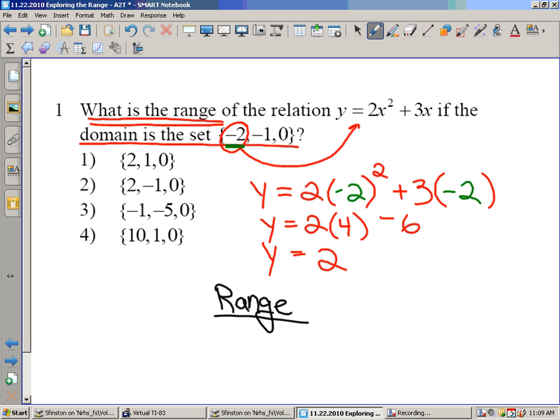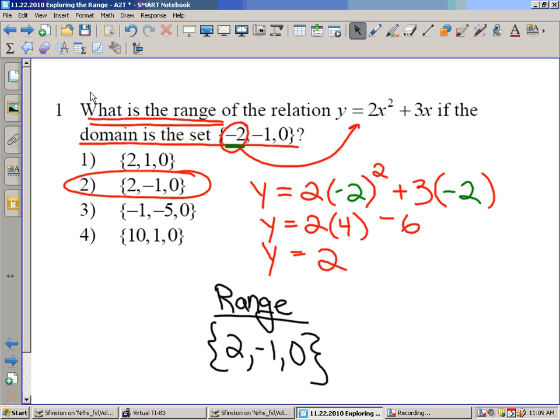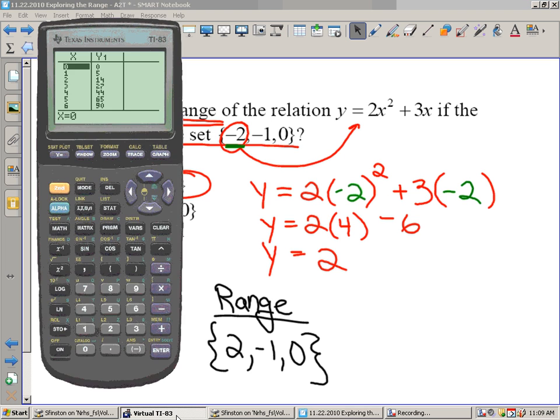What is the range? You guys get it. Lil, what is it? Yeah, it's 2, -1, and 0. Very nice. And so that's choice 2. All right. The range part is this y column over here.